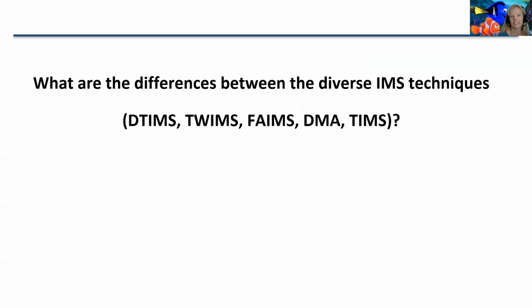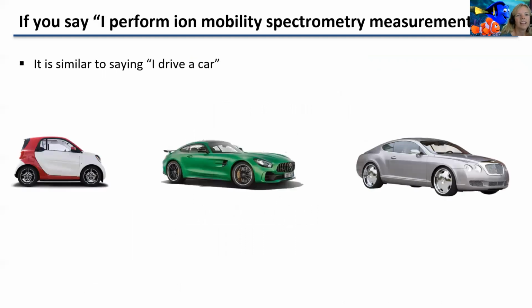So what are the differences between the diverse ion mobility techniques? We're going to start talking about what makes drift tube ion mobility different from trapped ion mobility and some other information. When someone says I perform ion mobility measurements, it's similar to saying I drive a car. So do you drive a smart car? Do you drive a sports car? Or do you drive a bigger, pretty fancy car that you can maybe put some of your family in, but not necessarily a family car for most people?